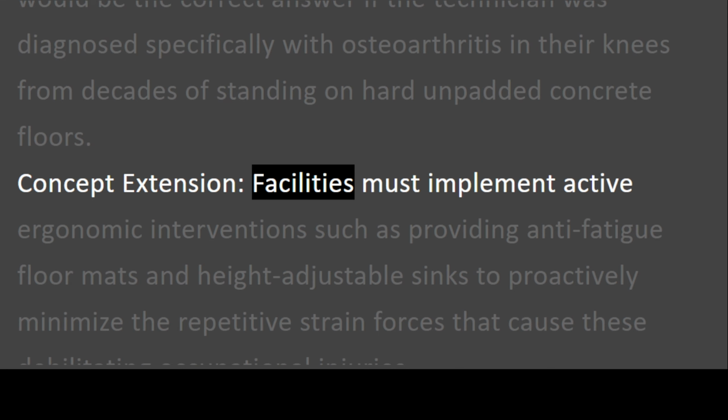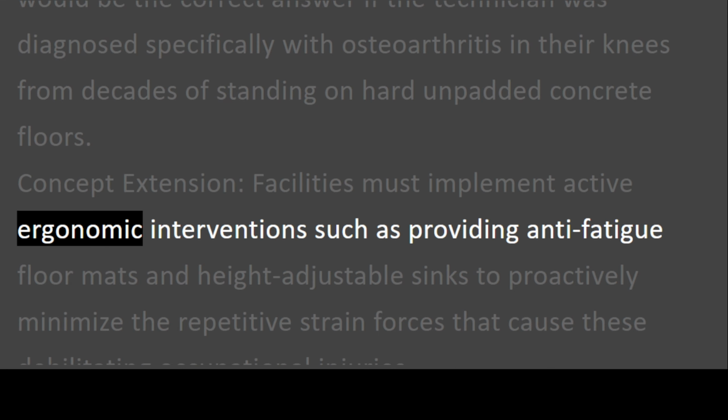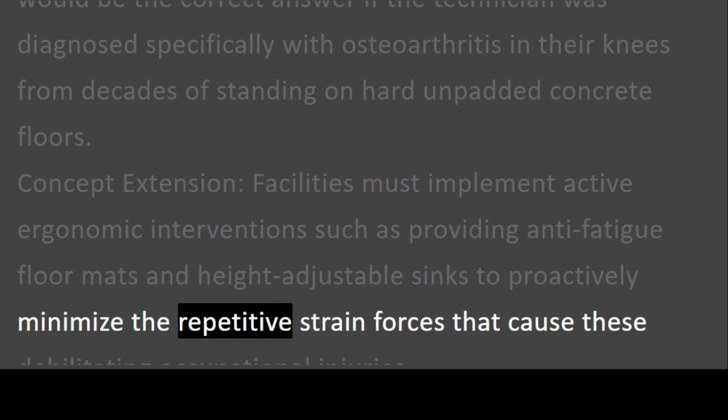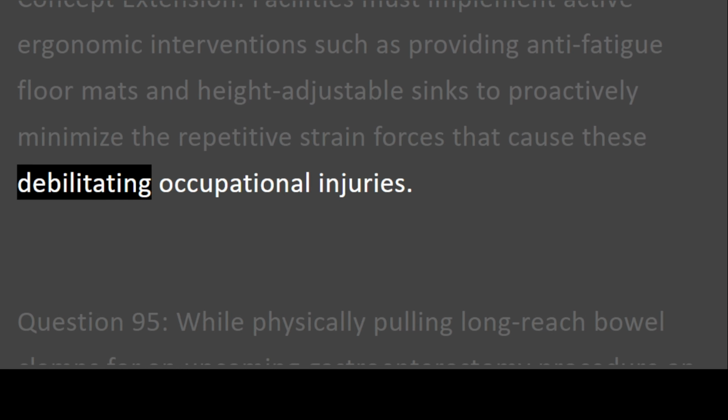Concept extension. Facilities must implement active ergonomic interventions such as providing anti-fatigue floor mats and height-adjustable sinks to proactively minimize the repetitive strain forces that cause these debilitating occupational injuries.